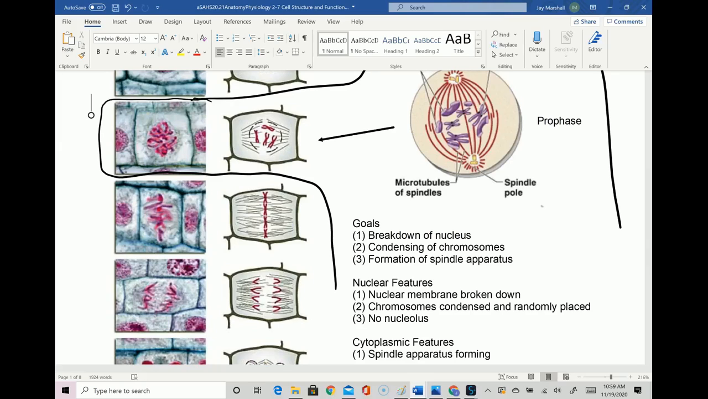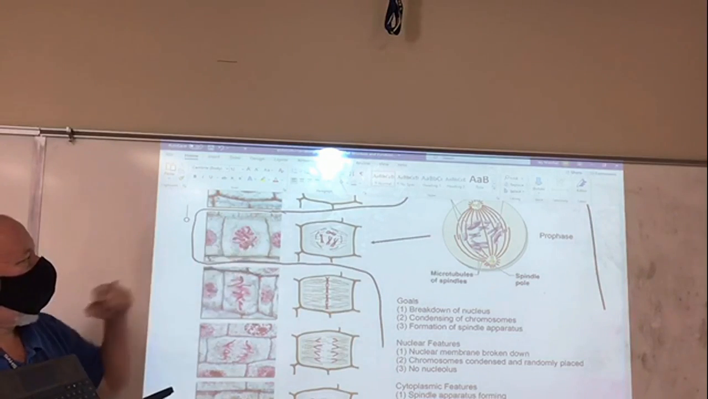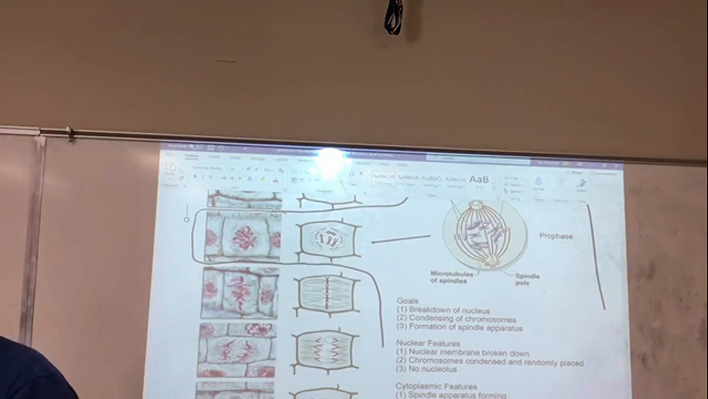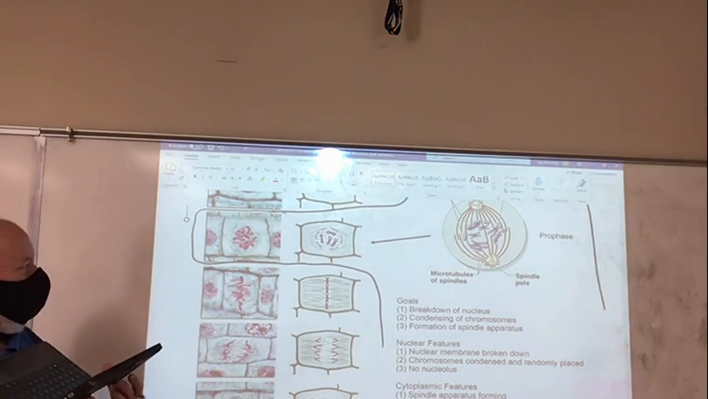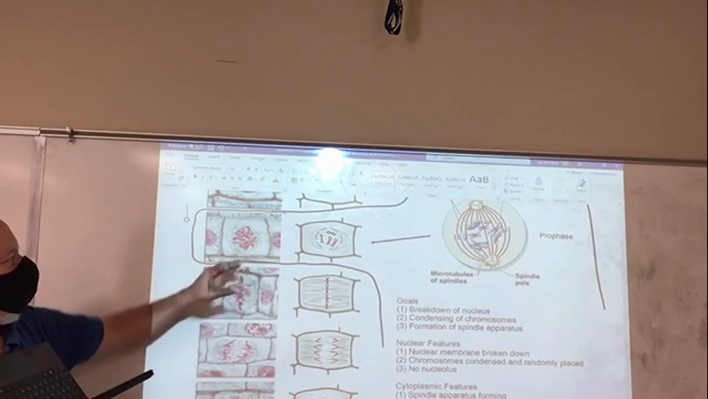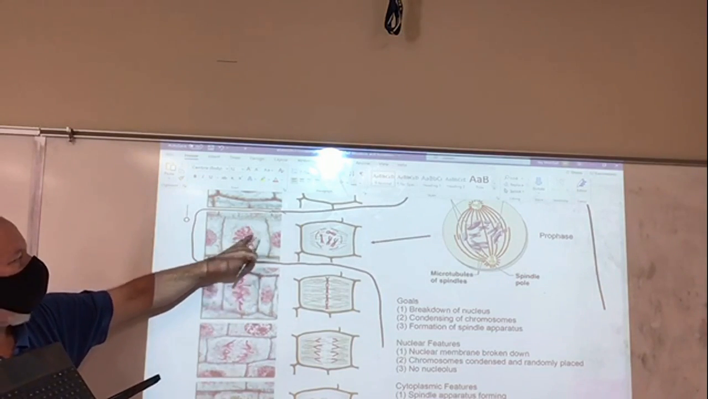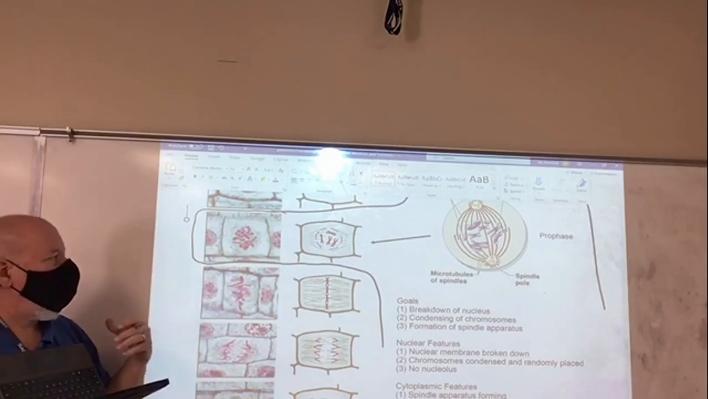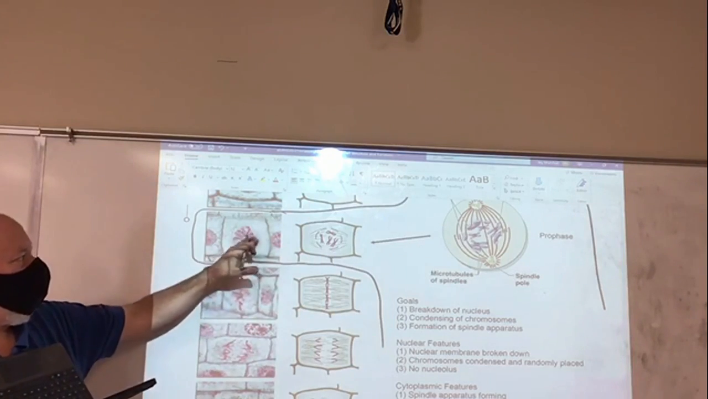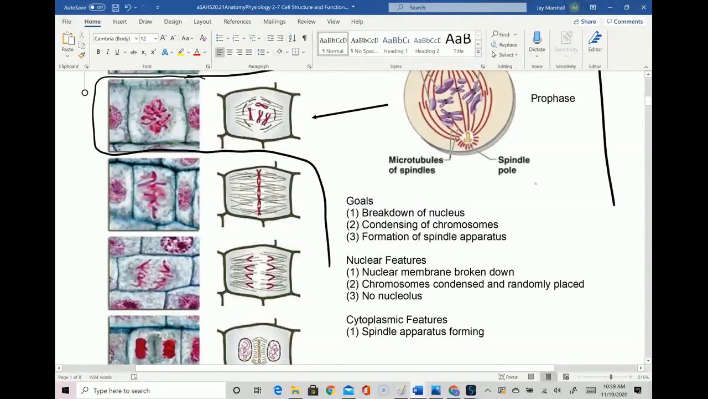I need to have them condensed in order for me to be able to separate them, right? That's how we go from this ball of fishing wire that would seem impossible to pull apart, to structures that I can separate. Now I'm condensing them so that I can attach my microtubules to them and pull them to one side or the other. That requires me to have condensed chromosomes. So I broke down my nucleus. I'm condensing my chromosomes.